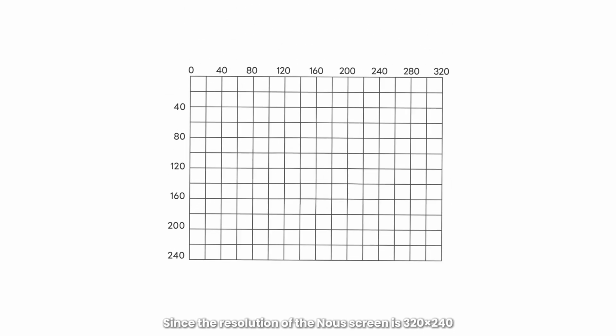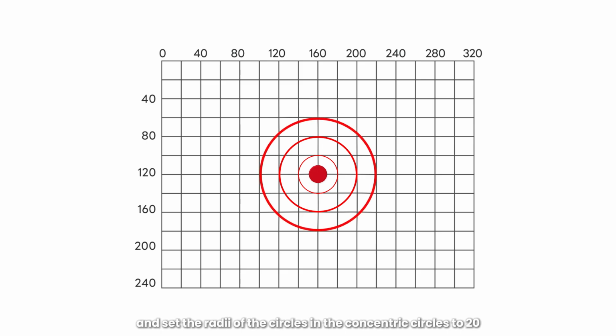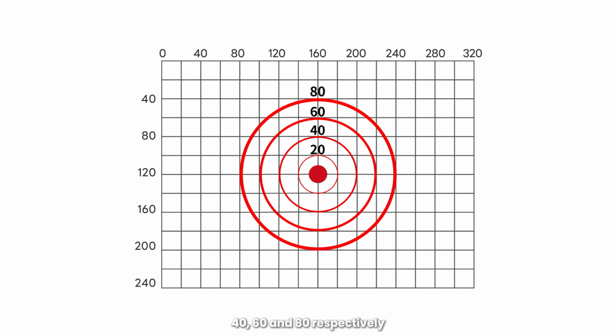Since the resolution of the Nous screen is 320/240, we can determine that the coordinate information of the center point is x equals 160, y equals 120. We use the center point of the screen as the circle center of the concentric circles, and set the radii of the circles in the concentric circles to 20, 40, 60, and 80 respectively. First, we display concentric circles with no fill color.